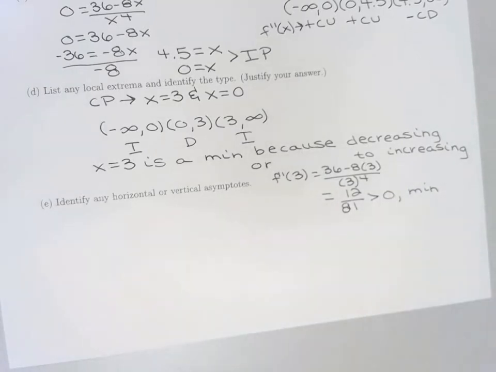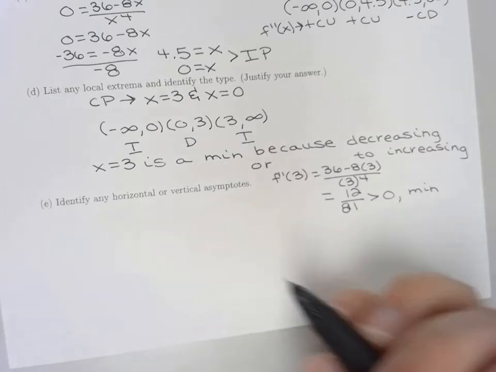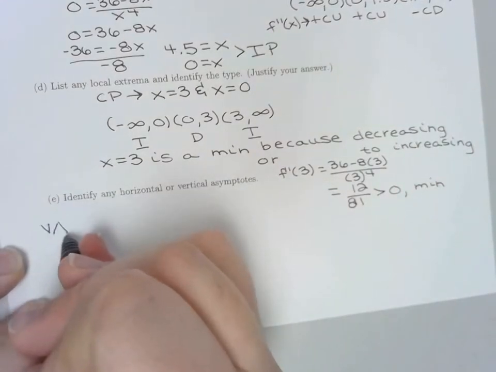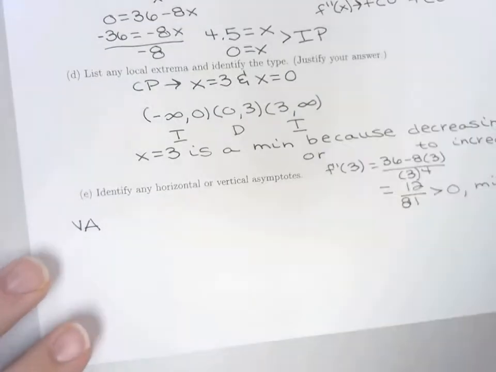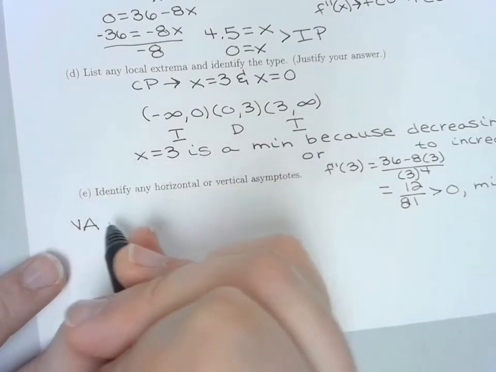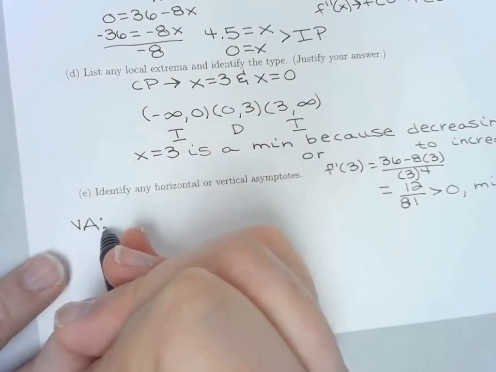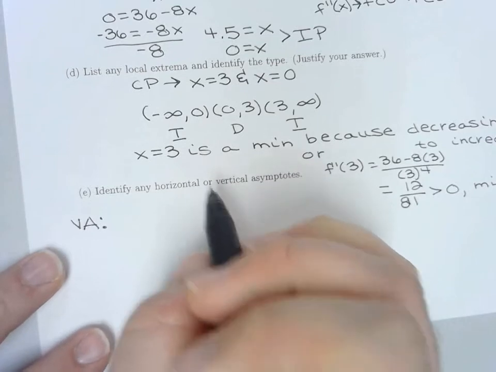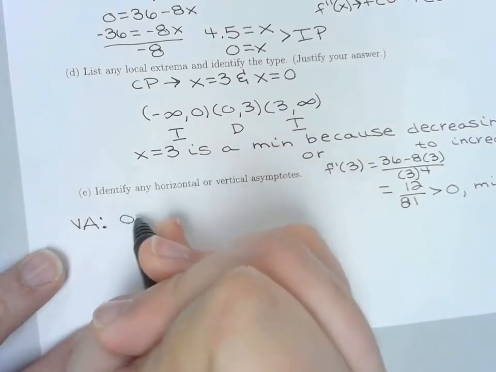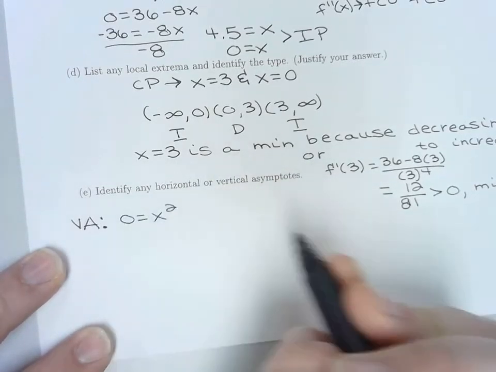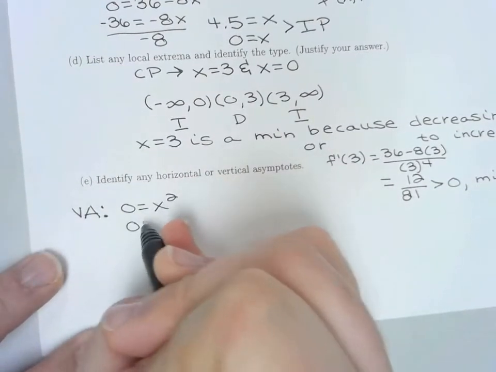Okay, vertical, horizontal asymptotes. Vertical asymptote. How do I find a vertical asymptote? I don't remember which one's which. Bottom equal to 0. Okay, so take your denominator equal to 0, so x is 0.